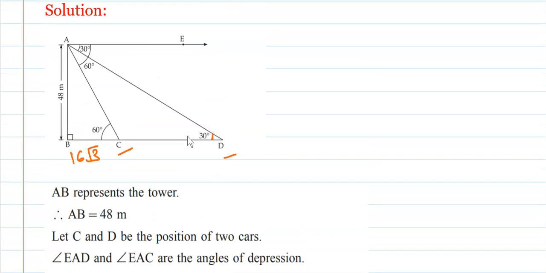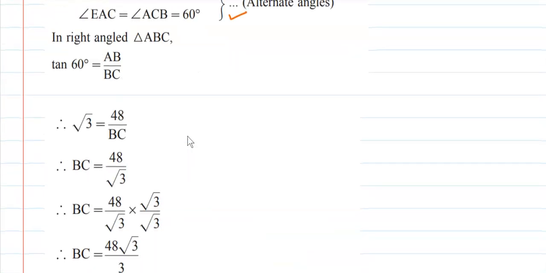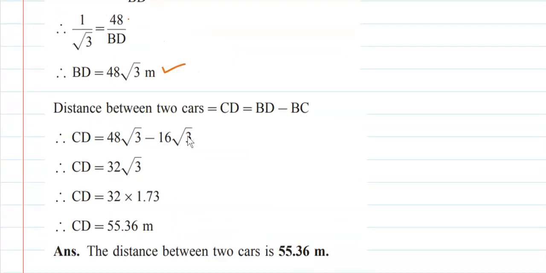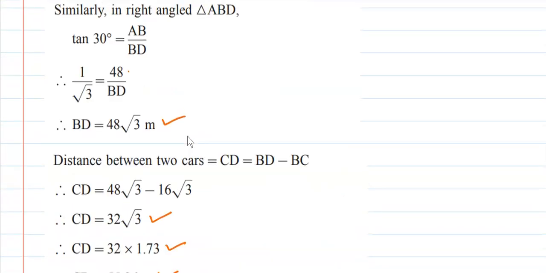Distance between the cars CD is equal to BD minus BC. BD is 48 root 3, BC is 16 root 3. Subtraction करणार, that is 32 root 3. Substitute the value of root 3, 1.73, and therefore CD is equal to 55.36 meter, and hence the distance between the two cars is 55.36 meter. And in this way, we have completed the question number 4.